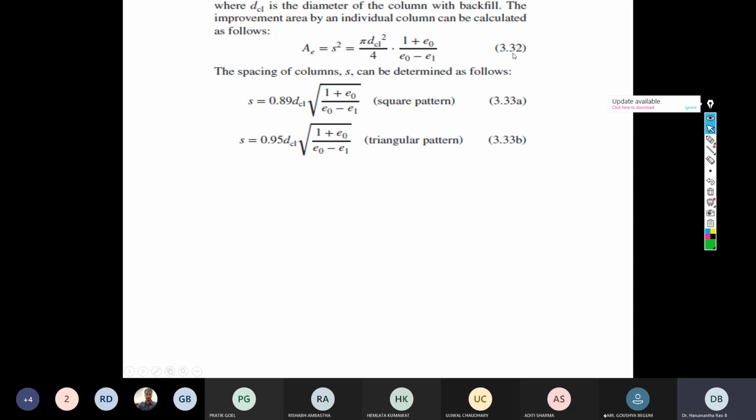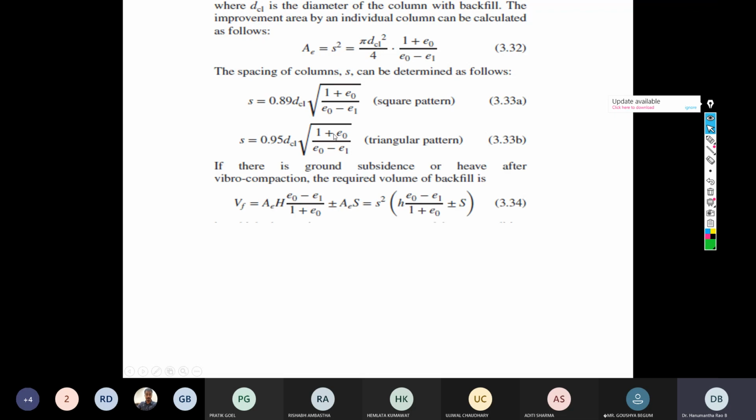So the simplification of equation 3.32 can give us the spacing determination equation, that is for a square pattern or the triangular pattern. In case of the square pattern, it is S square. In case of the triangular pattern, A is equal to 0.866 times S square. Upon rearrangement, we will get these two forms of the equation.